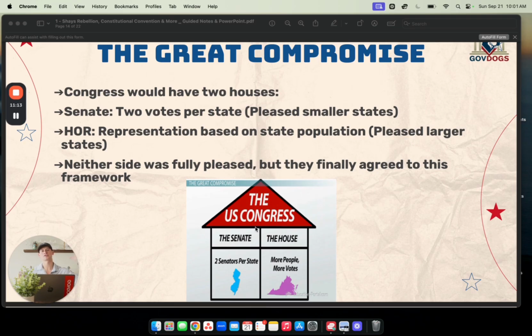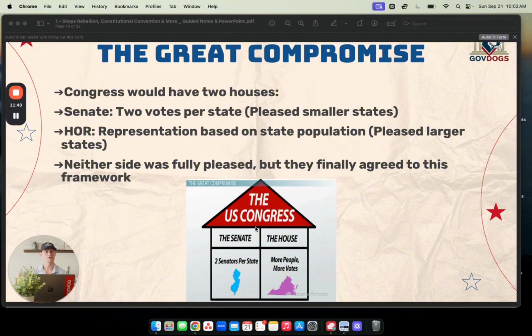What the Great Compromise does is it takes the Virginia Plan that benefits larger states. It takes the New Jersey Plan, right, that benefits smaller states, and it puts it together in a 2-house bicameral legislature. So Congress would have two houses. The Senate gets 2 votes per state, okay? So it's even. Regardless of population, every single state gets 2 votes. In the House of Representatives, this would be based on population, okay?